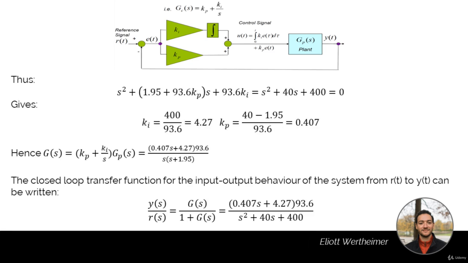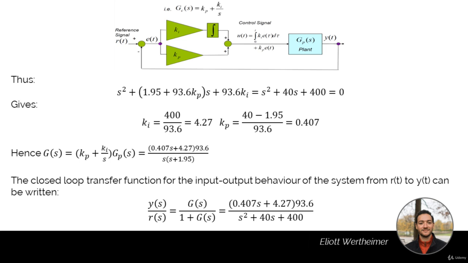Now we can equate the characteristic equation we developed for our system with our gains to the characteristic equation we developed to have our system achieve the performance we want. We equate the two and we can develop these two equations. Eventually, we get that Ki equals 4.27 and Kp equals 0.407. It's interesting to observe that Kp is roughly equal to Ki divided by 10. It is funny because it is often the case.